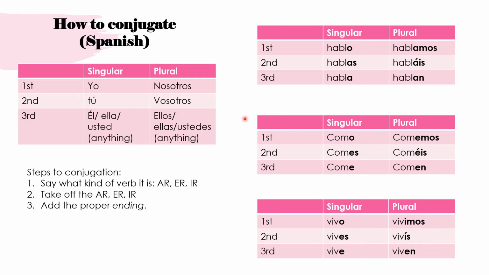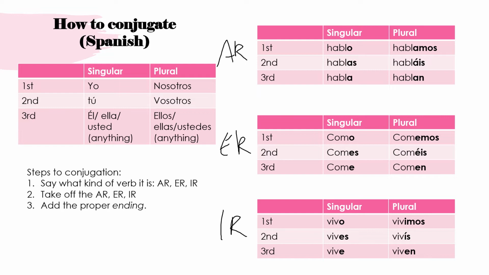So for ER, we have AR up here, we have ER down here. I'm going to go ahead and write that on the screen for you. So we have AR, ER, and IR. For our AR, we have o, as, a, amos, áis, an. For ER, we have o, es, e, emos, éis, en. In your boxes, what I want you to write is just the ending, not the full word.